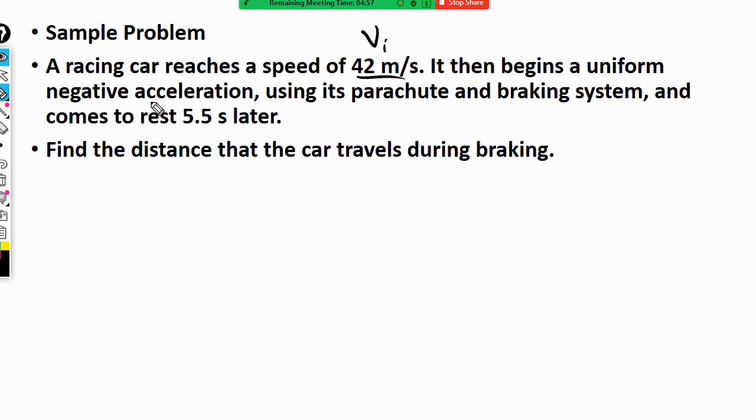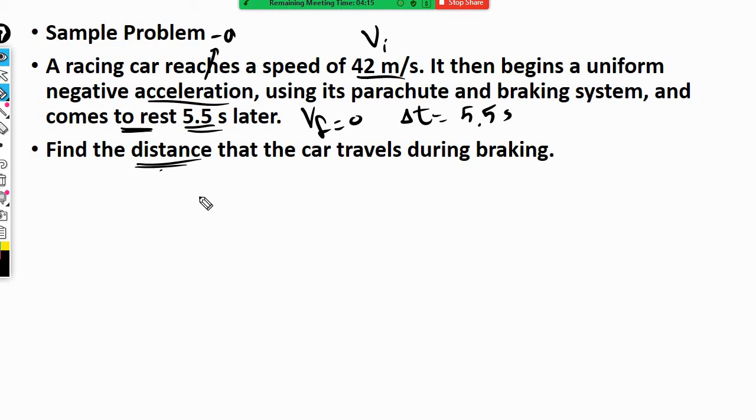Negative acceleration. Now we have negative acceleration. You should write all of this information. We have negative acceleration. Using its parachute and braking system, and comes to rest. Come to rest means that vf equals 0. Find the distance that the car travels during braking. During braking, in 5.5 seconds, it means delta t equals 5.5 seconds. Now he wants the distance.